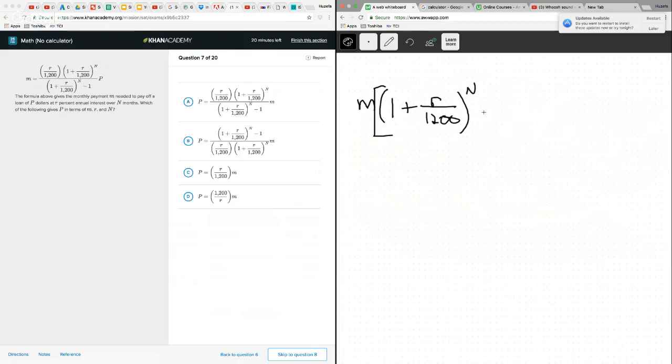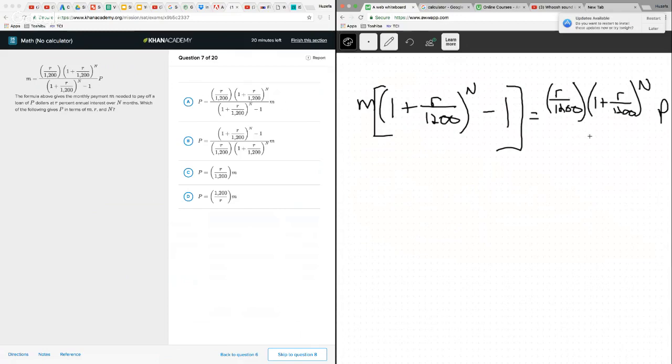To the n power minus 1. That's usually how I start to solve these. We can do this actually in one step, but I'm going to do it step by step. Equals, now we've just got r over 1200 times 1 plus r over 1200 to the n power times p. So this all equals that.